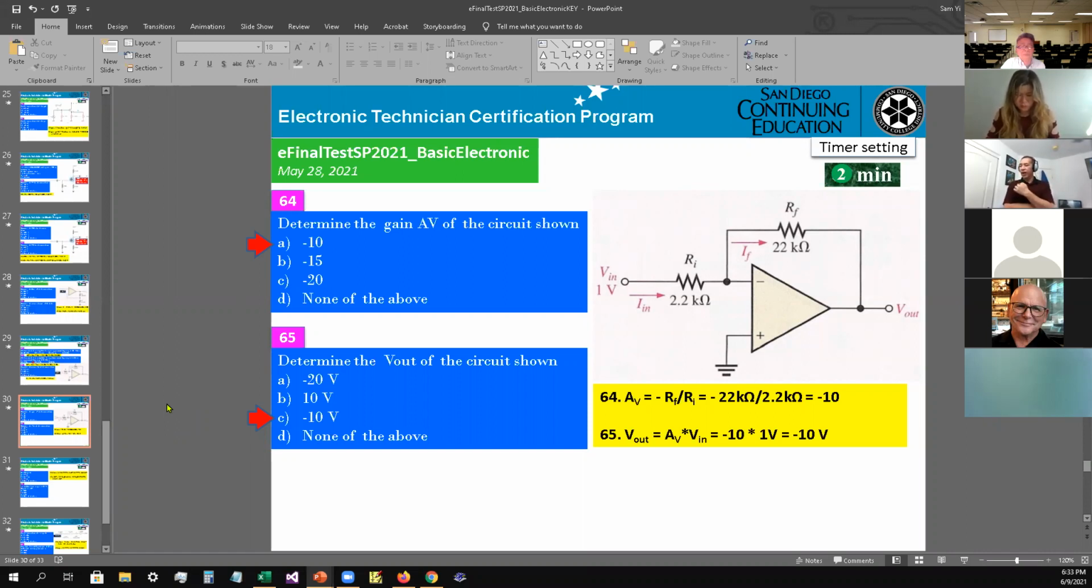65, determine the V out of the circuit shown. V out equals the gain times the input voltage. So it's negative 10 times the 1 volt coming in. The answer is negative 10 volts going out. So the answer is C as in cat for number 65.